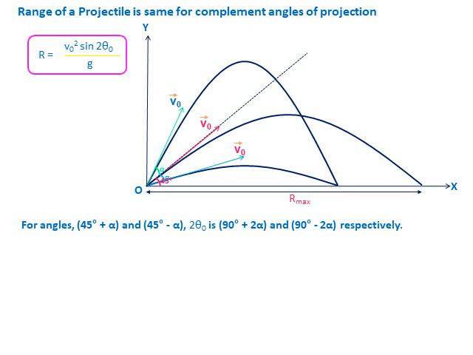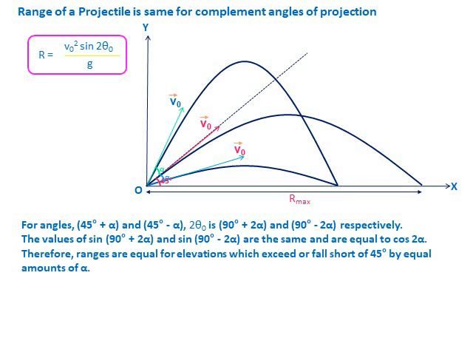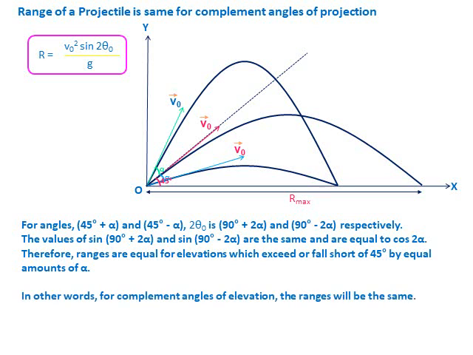For angles 45 degrees plus alpha and 45 degrees minus alpha, 2 theta naught becomes 90 degrees plus 2 alpha and 90 degrees minus 2 alpha. And the values of sine of these angles are the same and equal to cos 2 alpha. Therefore, ranges for these elevations, which exceed or fall short of 45 degrees by equal amounts alpha, are equal. In other words, for complementary angles of elevation, the ranges will be the same.